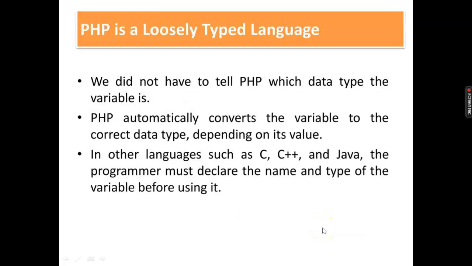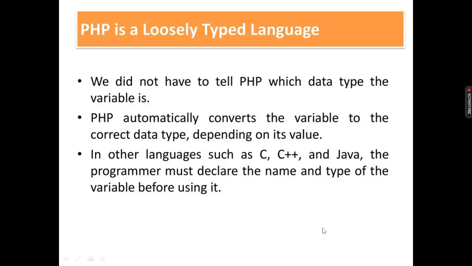PHP is a loosely typed language. We do not have to tell PHP which data type the variable is. We didn't specify the variable type. Normally we declare a variable as $a equal to 10. By default it will take the integer data type. PHP automatically converts the variable to the correct data type depending on its value.